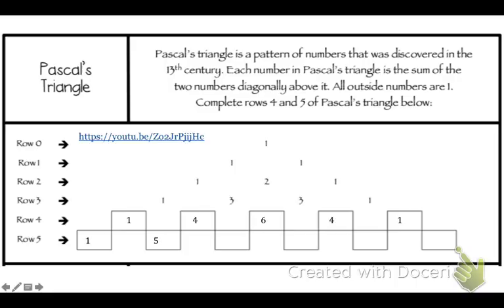Next row: 1 plus 4 is 5. 4 plus 6 is 10. 6 plus 4 is 10. 4 plus 1 is 5. And then 1. Okay, and this keeps going forever. You literally can go forever if you wanted to. You would be absolutely insane if you did that, though.